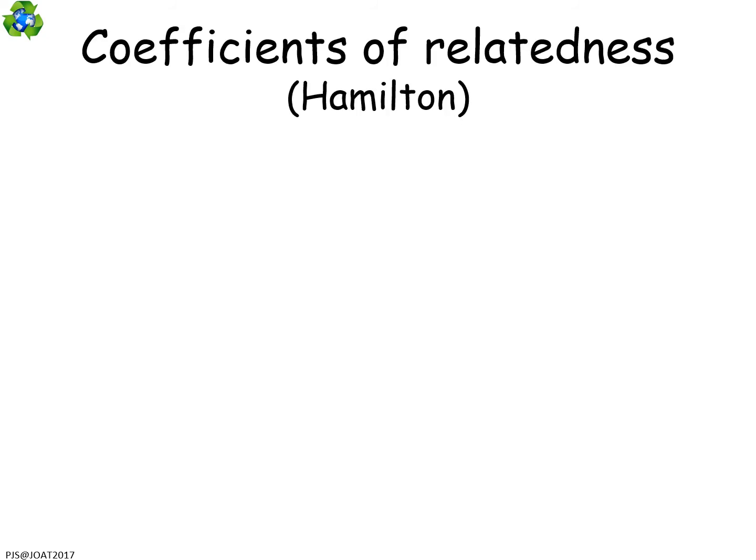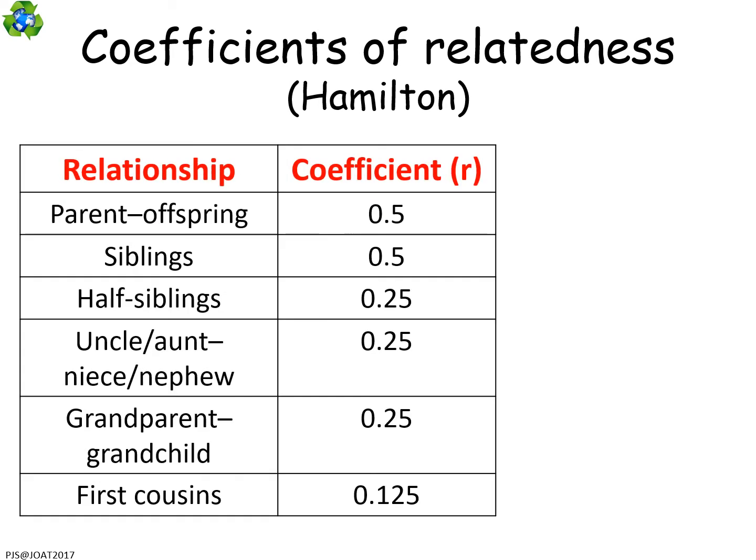An interesting aside on this would be to look at what's called the coefficients of relatedness. So what that means is that if you take something like a parent to offspring, there is a 0.5, 50% coefficient of shared relationship, because obviously a parent has to give 50% of its DNA to its offspring.